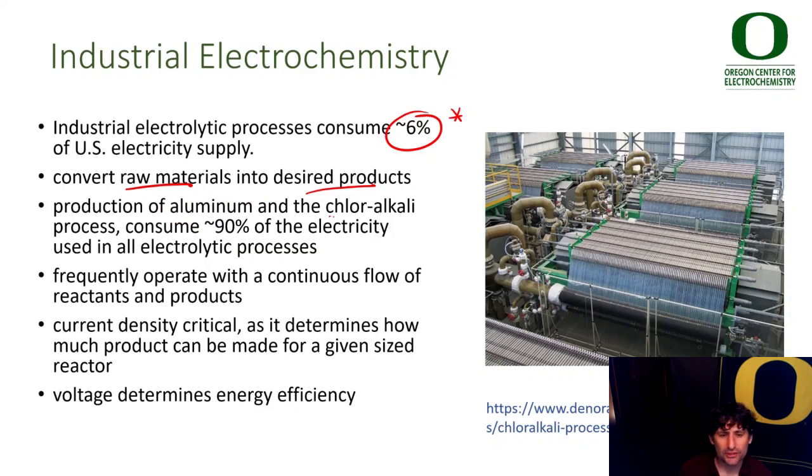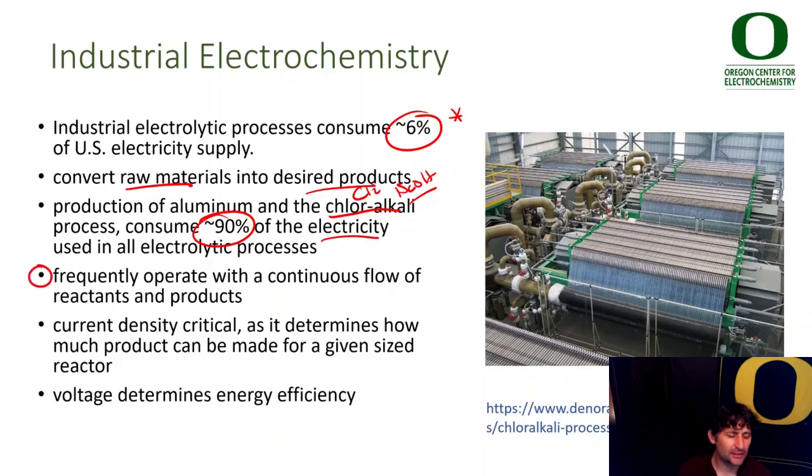Another process of interest is called the chlor-alkali process. In this case, you make chlorine, Cl2, and typically sodium or potassium hydroxide, alkali base, using sodium chloride and electricity. This is a large process. It consumes about 90% of the electricity used in all electrolytic processes. Chlorine is an important industrial chemical for a lot of different applications.